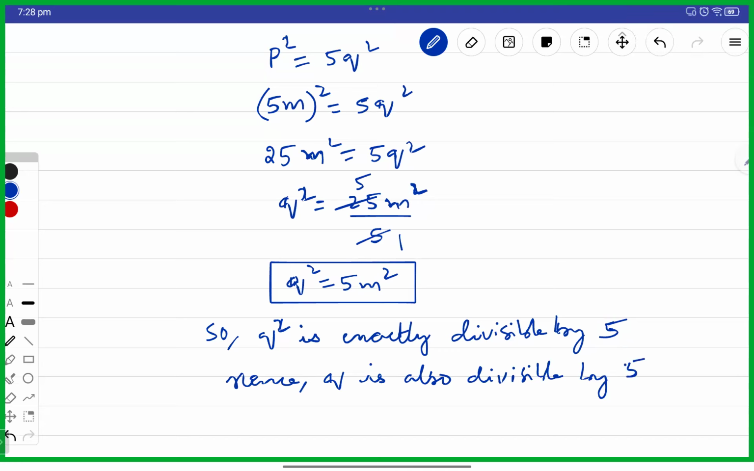The theorem tells that if a prime number divides a perfect square like a square, then the prime number will divide a also. Here 5 is a prime number which is dividing q square, so 5 divides q also.